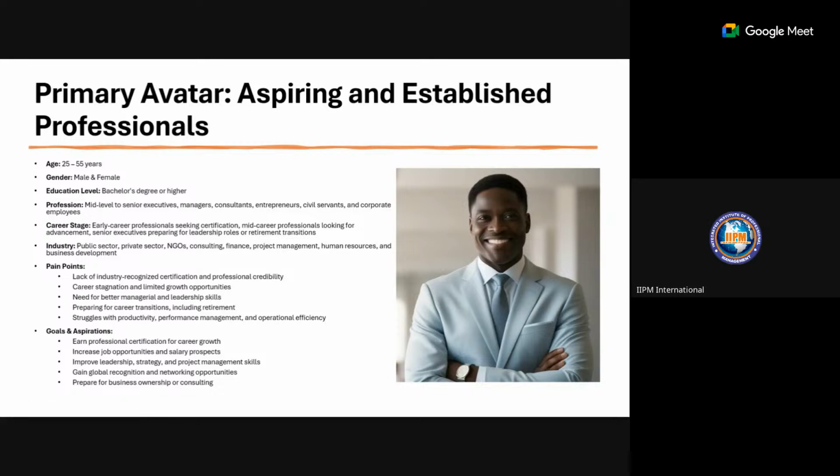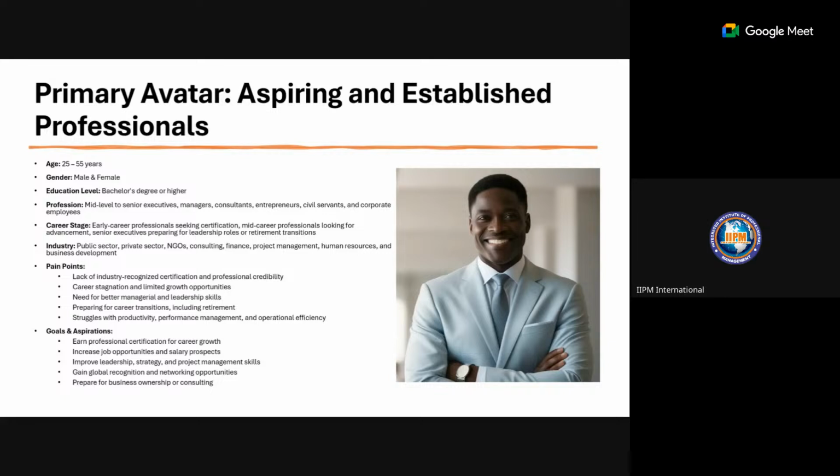Now, what are their goals and aspirations? Earn professional certification for career growth. In fact, the person that interrupted our meeting, I think he's either an assistant director or a deputy director, said he just wants this certificate to be in his profile or his CV, because he doesn't know what he can be called upon to do tomorrow. Irrespective of his skills, they will want him to show this. So what he wants is professional certification for career growth. Opportunities may arise.